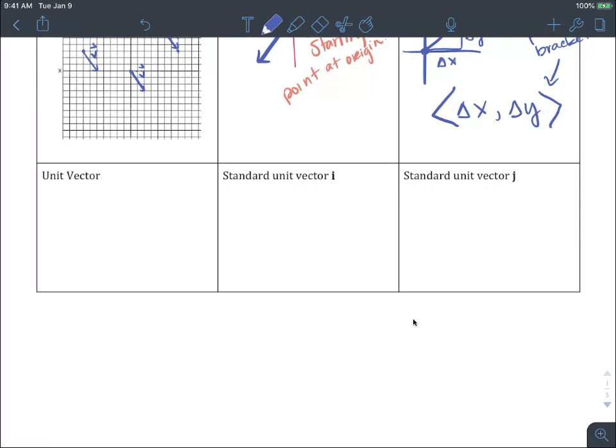Okay, a unit vector. A unit vector is a vector with a length of 1.